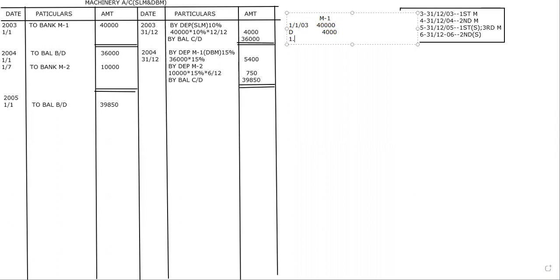So 40,000, and when we minus depreciation in the first year it was 4,000. So we got as on 1st January 2004, how much we got? 36,000. And in this year again we calculated depreciation, which was 5,400. So now I want 1st January 2005. What is the value? Please calculate 36,000 minus 5,400. 30,600. Okay, let me draw the lines first.